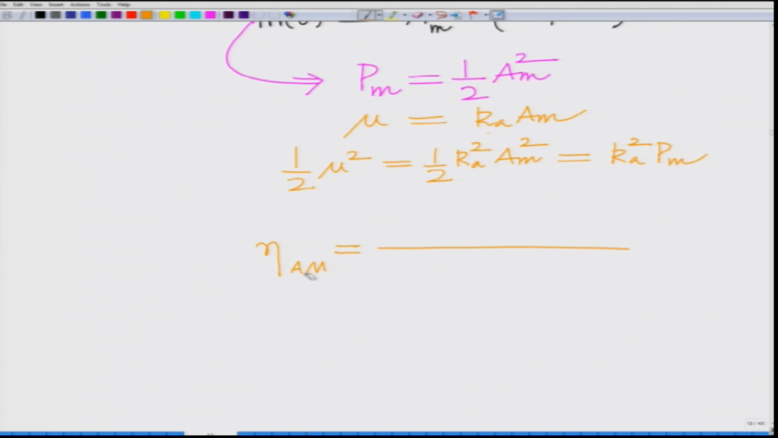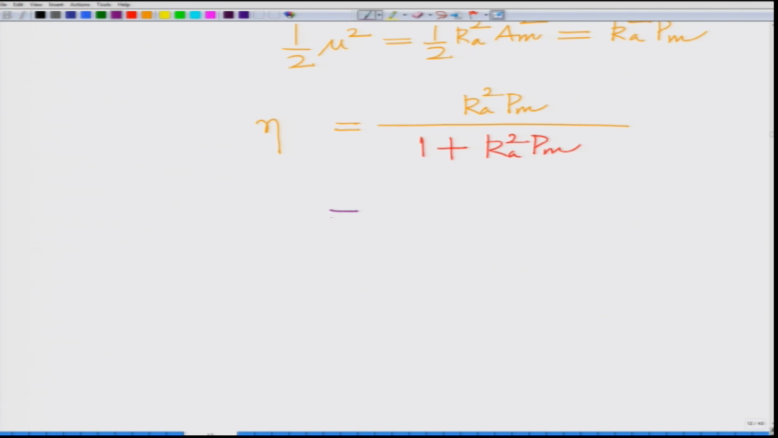which means the efficiency eta of the AM signal, for the sinusoidal modulating signal, is Ka square Pm divided by 1 plus Ka square Pm, which now for the sinusoidal modulating signal is half mu square divided by 1 plus half mu square.